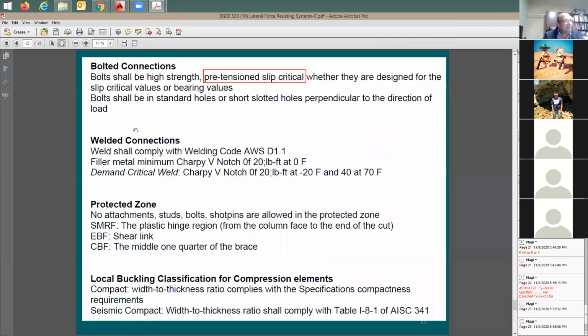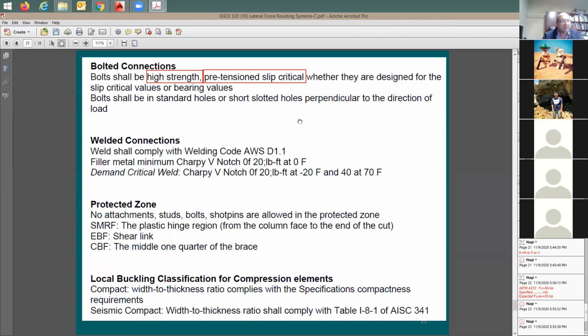So the A307 cannot be used inside of moment frames or shear walls or eccentric braced frames or braced frames. You cannot use it there. It has to be high strength. So this is going to be an important thing. High strength, it's going to be pre-tension, slip critical values.